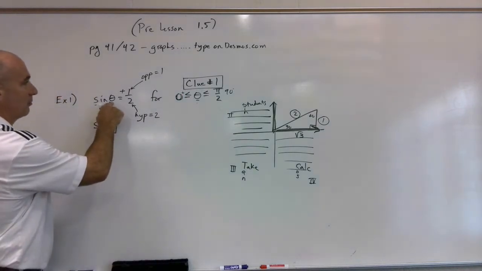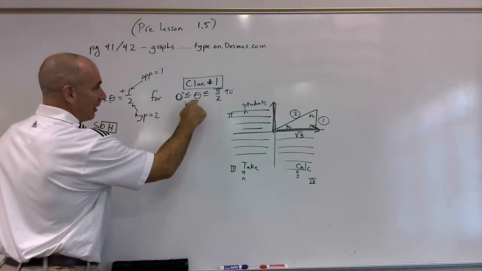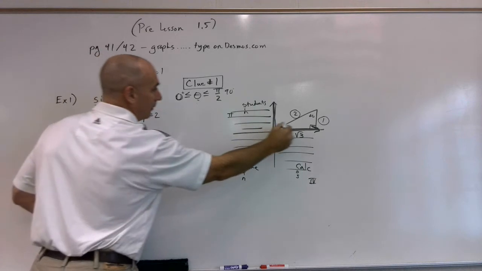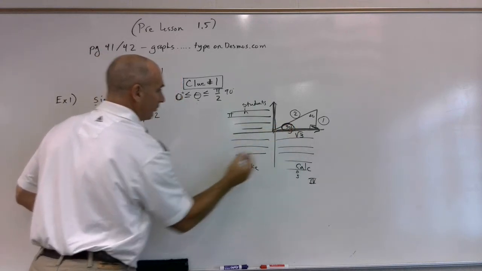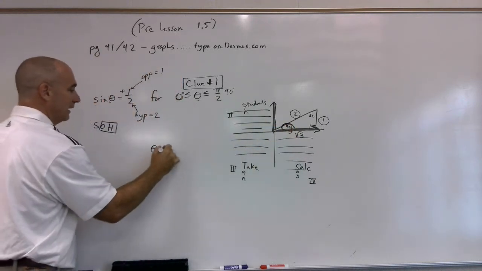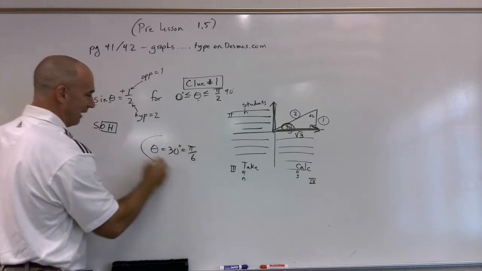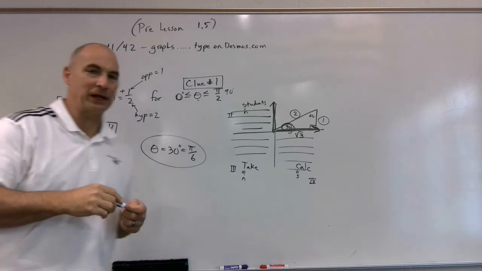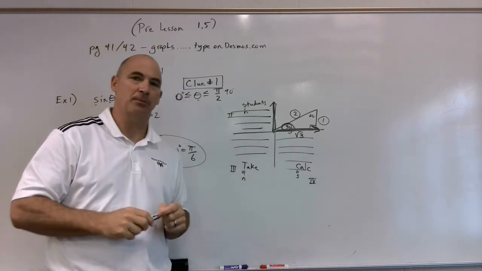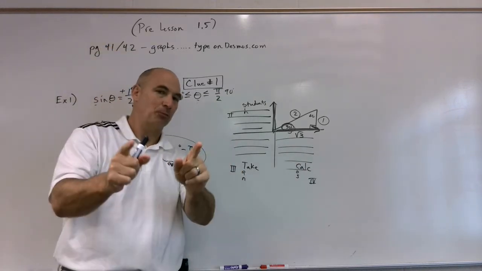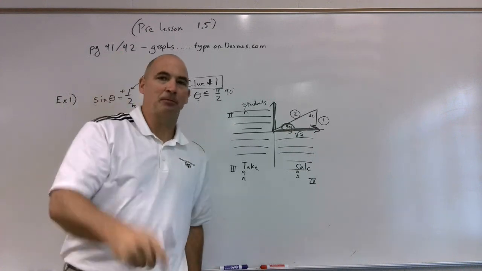So how far do we have to spin our spinner? Well, it's got to be greater than 0, less than 90. We spun it 30 degrees. So our answer is theta is 30 degrees, which is just pi over 6. If they ask you to answer in radians and degrees, you just make the adjustment. That's your pre-lesson. Now let's dive into those packet problems.